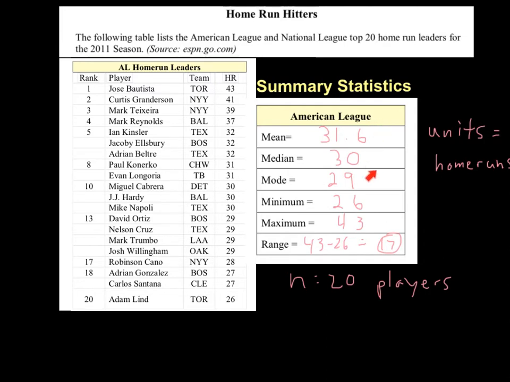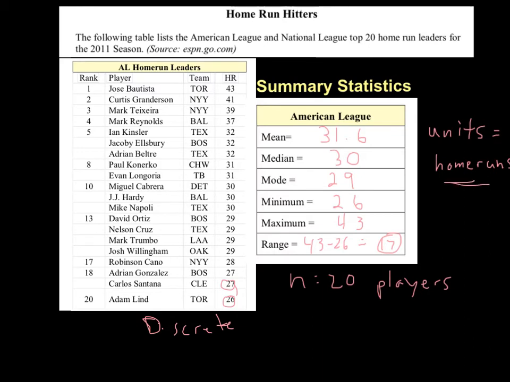So all of the units on this, remember, this is quantitative data, so number of home runs is discrete, right? This is discrete data, countably many. You can't have anything less than one home run, right? So it's 26. Then the next number of home runs you can have is 27. It's not like there's a value 26.5 home runs, not possible.